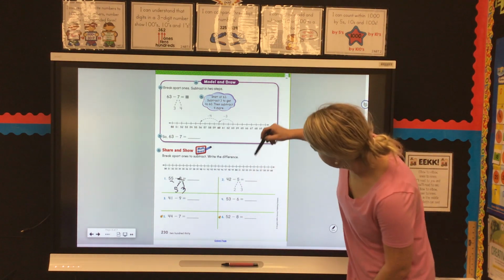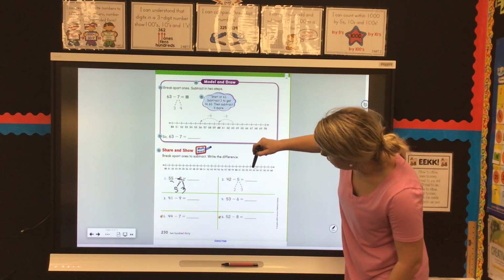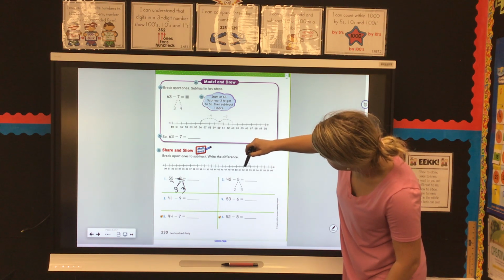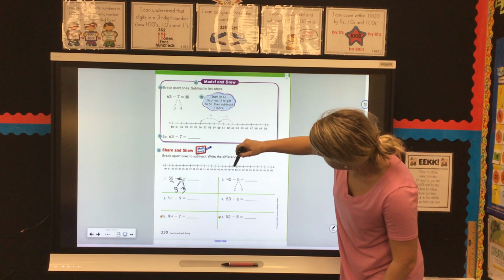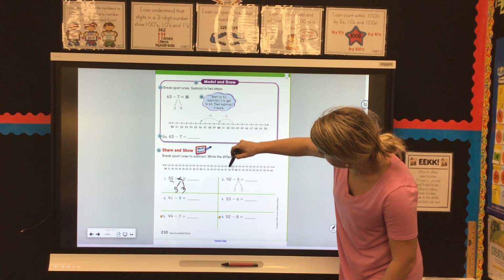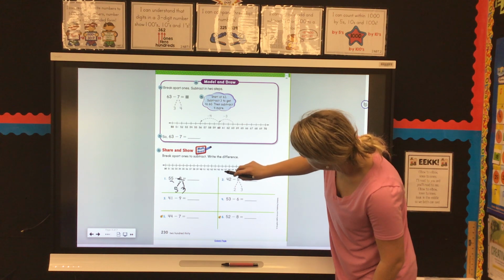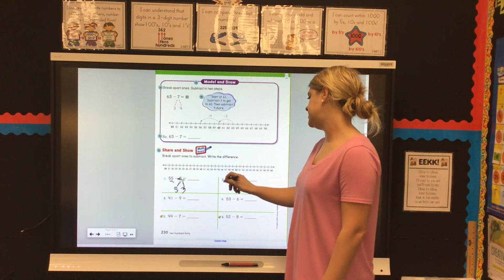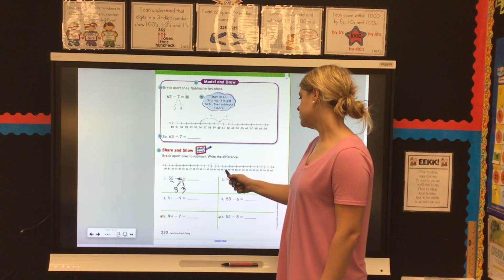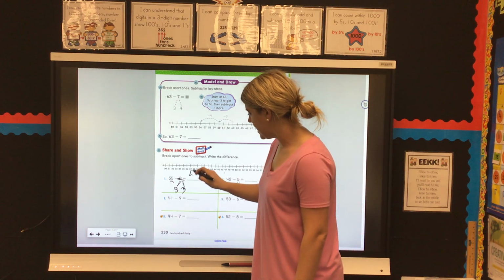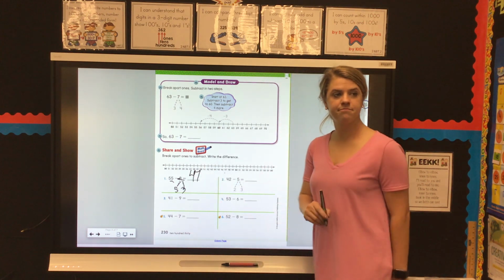So I'm going to come up here. I'm going to find 55. And I know 55 minus 5. 1, 2, 3, 4, 5. And then minus 3. 1, 2, 3. And I landed on 47. So 55 minus 8 equals 47.